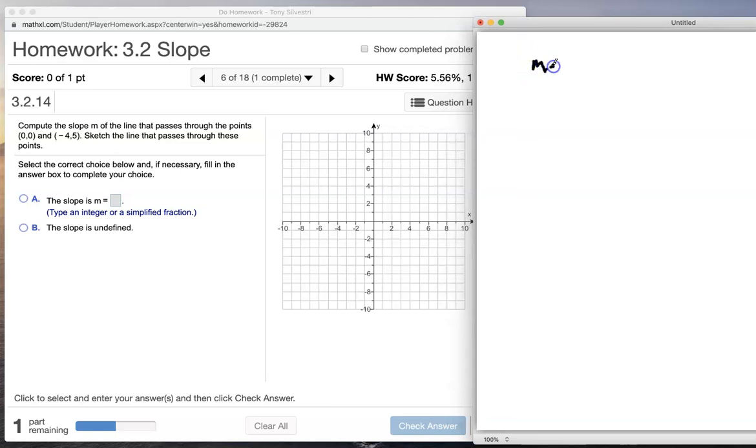M equals y2 minus y1 over x2 minus x1. That's our slope formula. Whenever you want to calculate the slope, I automatically throw that formula on my paper to remind me of what I need to do. So you have your 2 points. Compute the slope using those 2 points. Okay, will do. Throw those 2 points on your paper.